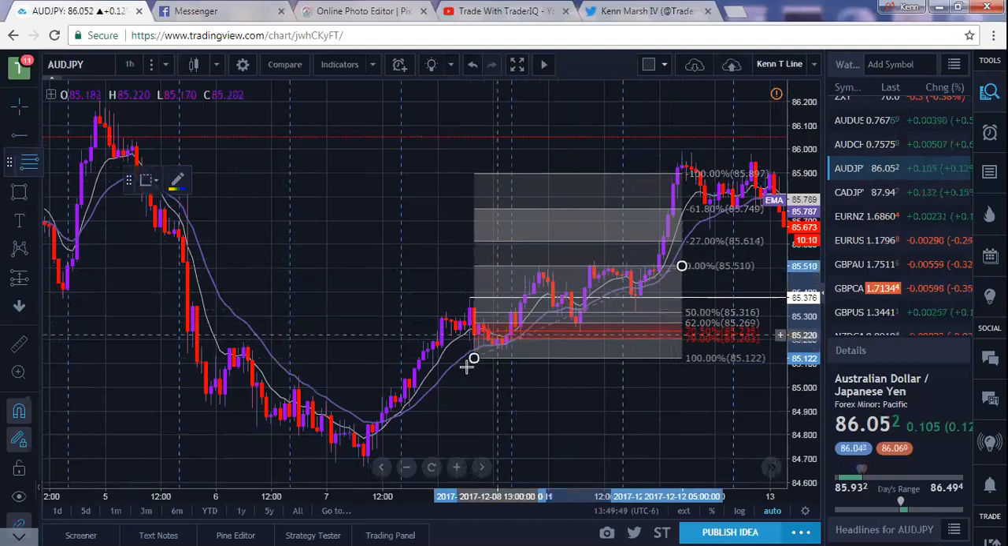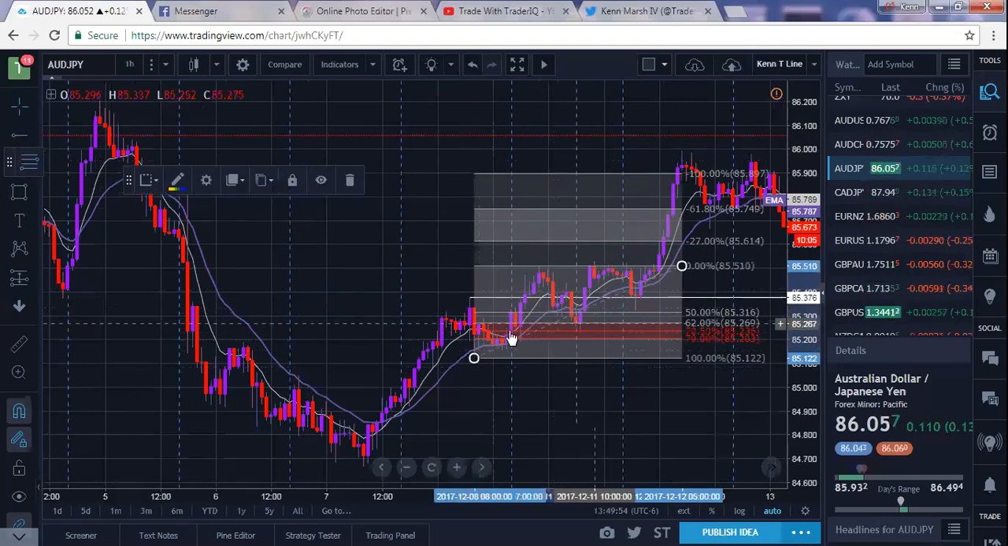We're going to put it right there. We'll take it from there just to show you. Doesn't really matter. The point is we're just looking for a deep retracement past the 50% level. And this is your 50% level.